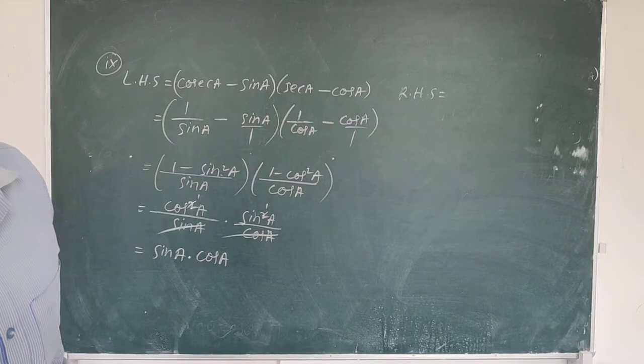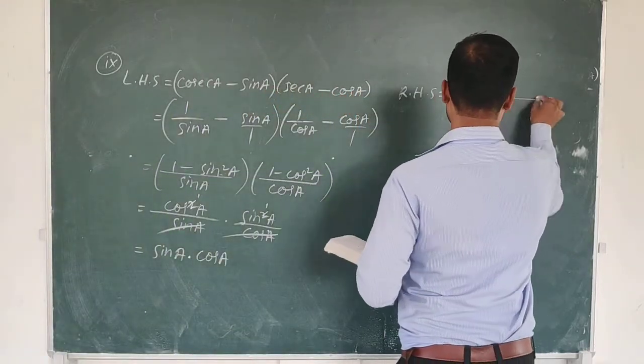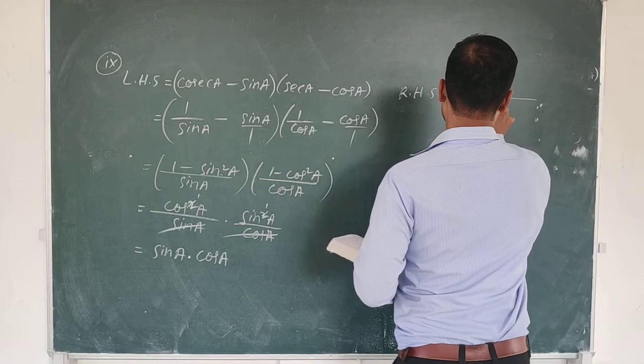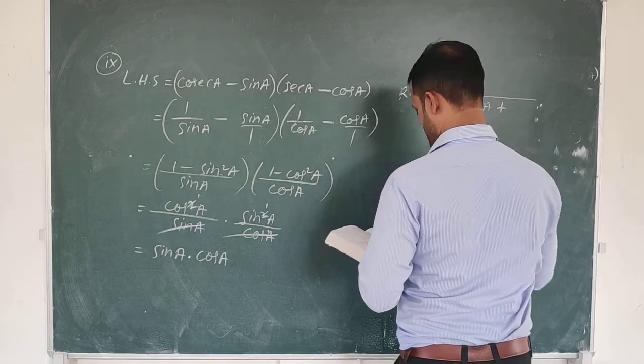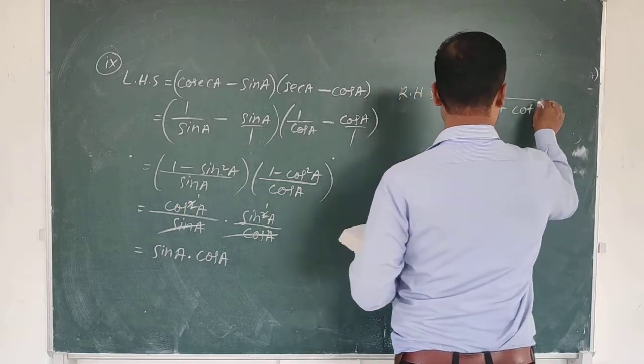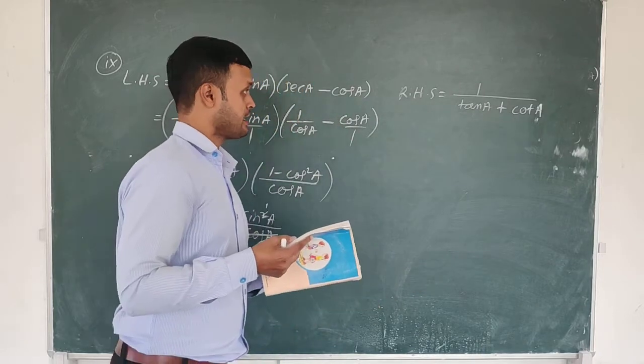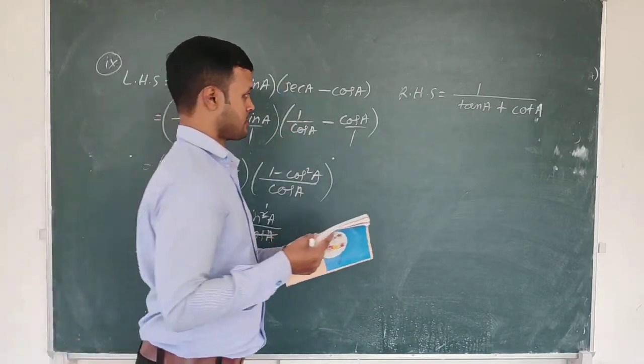RHS: 1 by tan A plus 1 by tan A plus cot A.